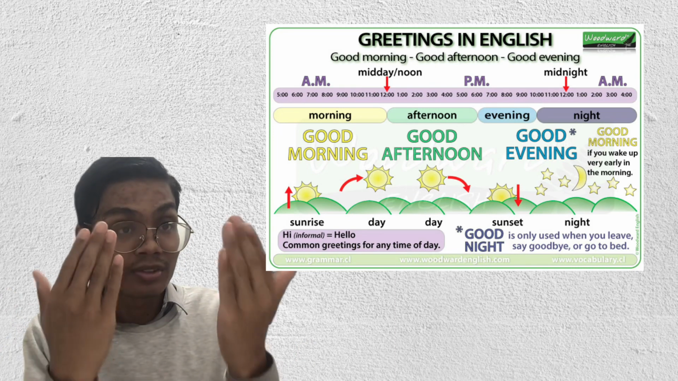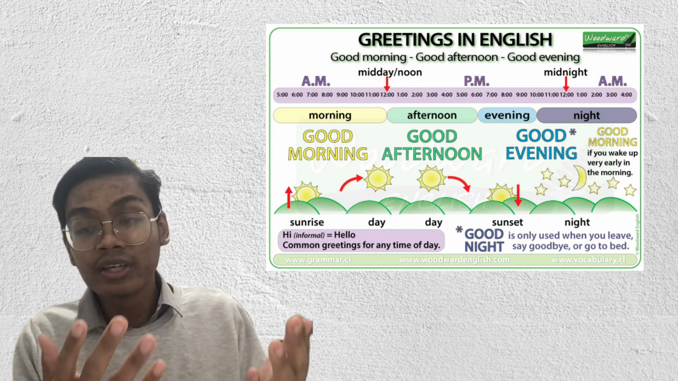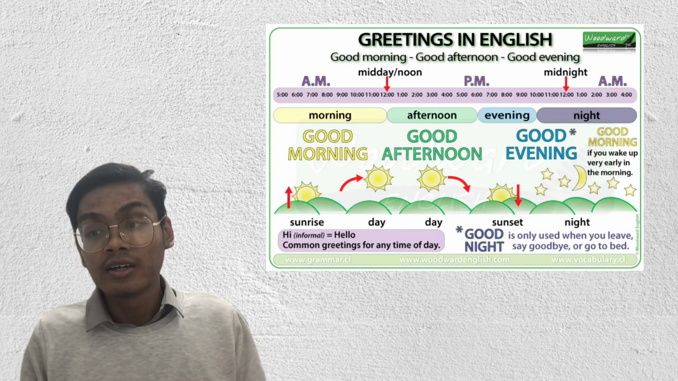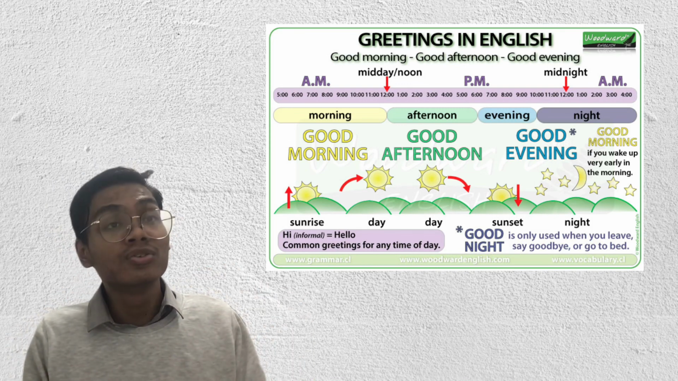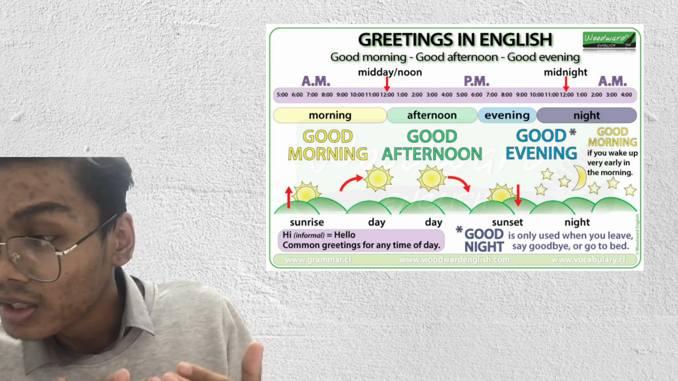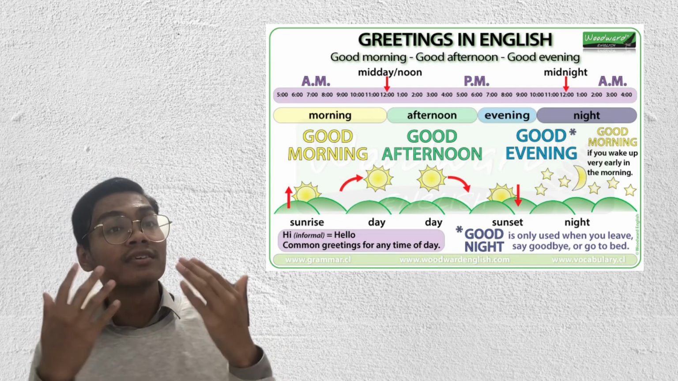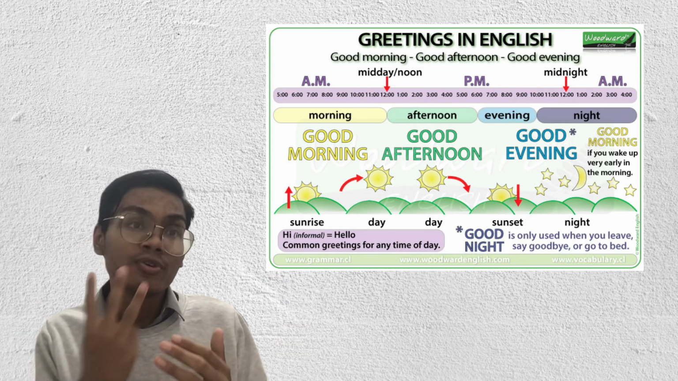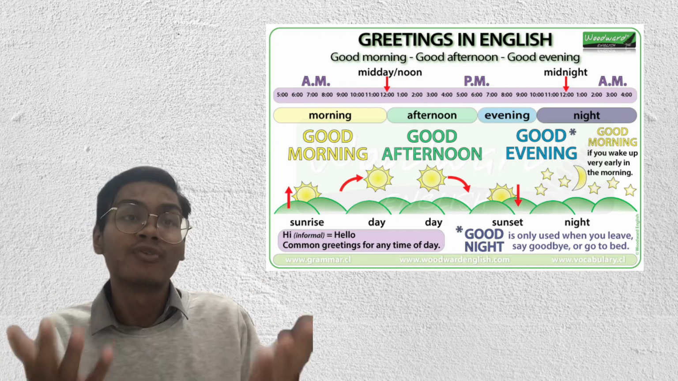You can use this image right here as a guide. As you can see, good morning is a greeting that you use specifically in the morning. After that comes good afternoon, which you use in the afternoon. And then you use good evening for the night time. And then you use good night specifically when you wish to leave, to say goodbye or go to bed. And after that, the cycle repeats back to good morning. And those, my friends, are the most common greetings that anyone could use to start any conversation.